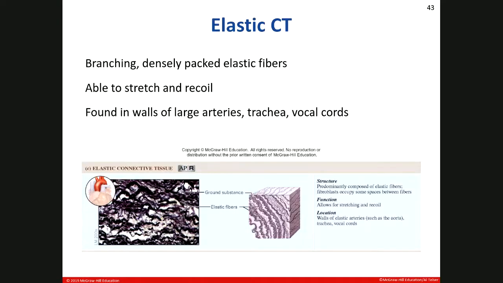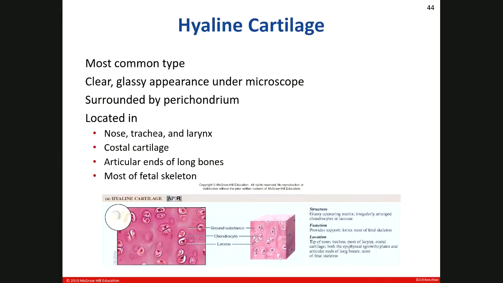The third and final dense connective tissue is elastic. The predominant protein fiber in elastic tissue is elastic protein fibers, and they are packed close together. And we learned that elastic fibers stretch and recoil. So we're going to find this type of connective tissue in the walls of large arteries like your aorta, some of the big name arteries found in your chest, your trachea, and what I'm using right now, my vocal cords. Elastic connective tissue. That's it for the connective tissue proper.